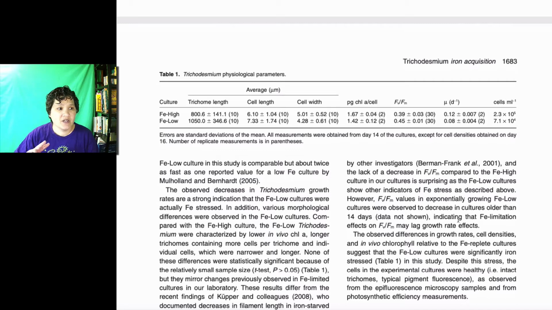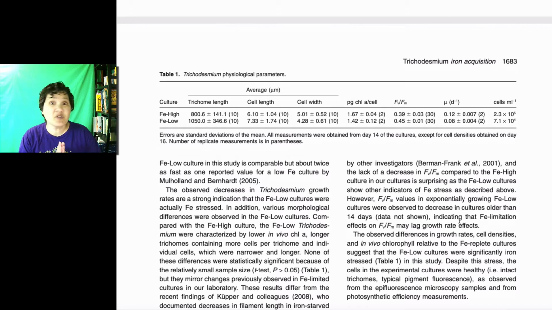Here we have 2 different cultures, the high iron and the low iron. And you'll notice that there are, let's see, trichome length, cell width, picograms of chlorophyll A per cell, FV over FM, and cells per mil. So 6 different parameters for these 2 cultures that they're comparing.